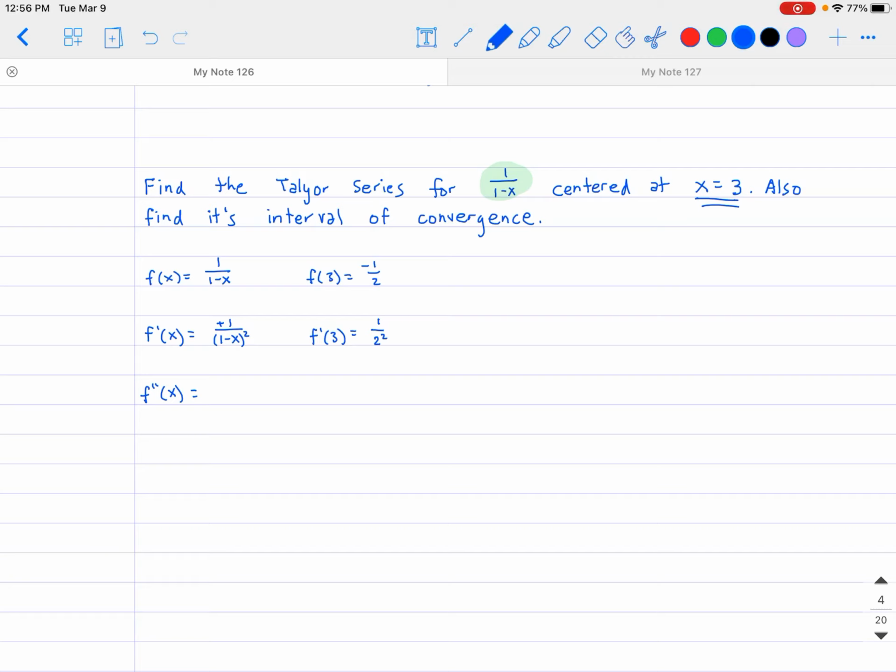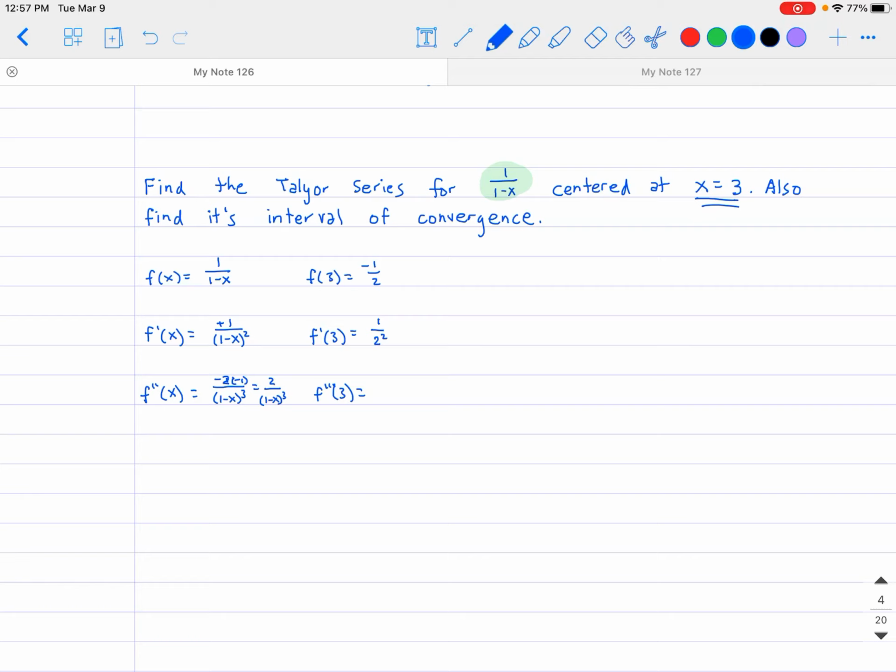Okay. My second derivative is going to be 1 over, it looks like I'm going to produce a negative 2 right here. And then we have 1 minus x cubed. And then you're going to also produce a negative 1 because of the chain rule. So that becomes 2 divided by 1 minus x to the third power. So now we're going to go ahead and plug in 3 for finding the second derivative there.